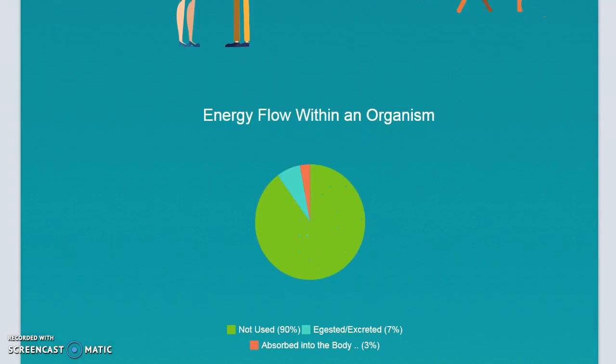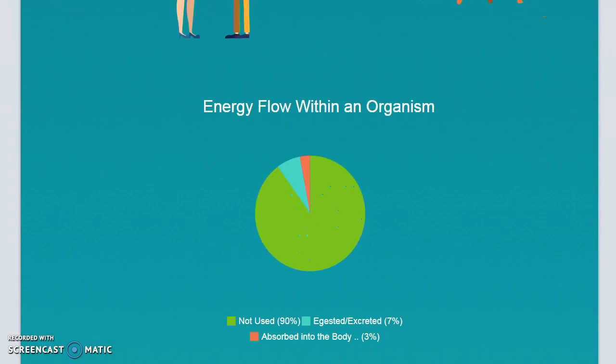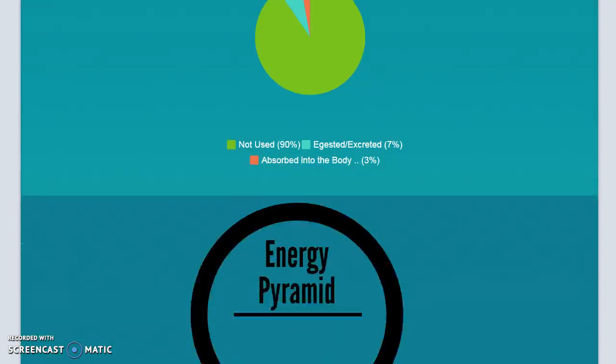So here's a little pie chart on energy flow. As you can see, 90% of energy is not used when you consume food. 7% is digested or excreted, and 3% is actually absorbed into the body to be used for movement, for survival. So it's pretty amazing what our bodies can do on just 3% of the energy that we consume.